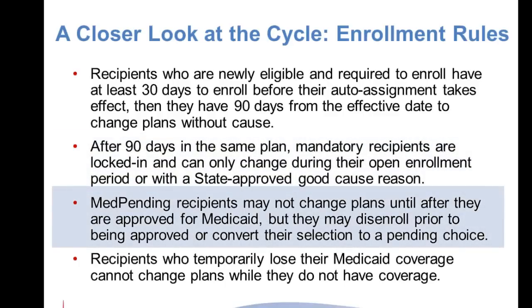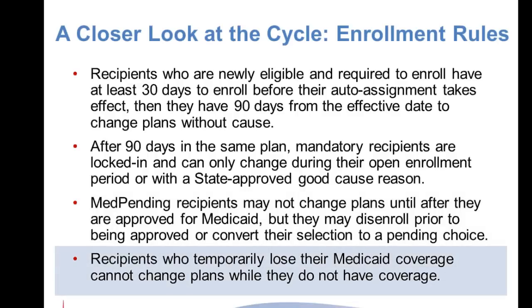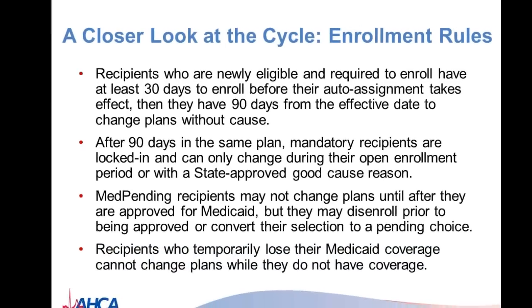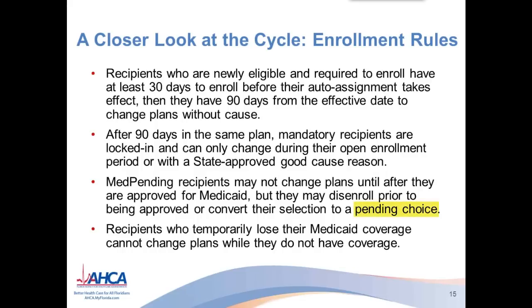Pending recipients may not change plans until after they are approved for Medicaid, but they may disenroll prior to being approved or convert their selection to a pending choice. Recipients who temporarily lose their Medicaid coverage cannot change plans while they do not have coverage. With regard to pending choice, that means the recipient makes known what plan they would like to choose once they receive full Medicaid eligibility.